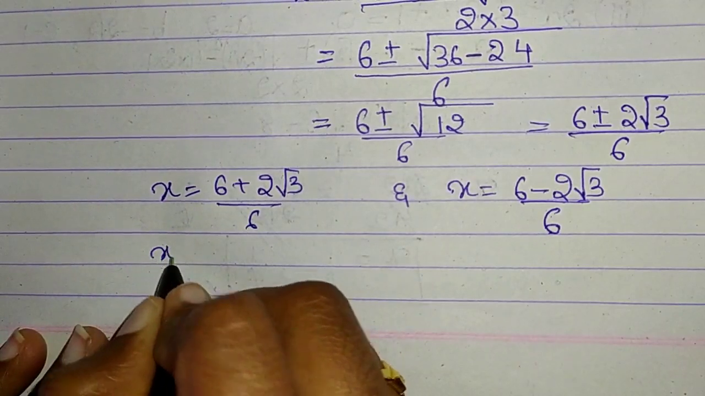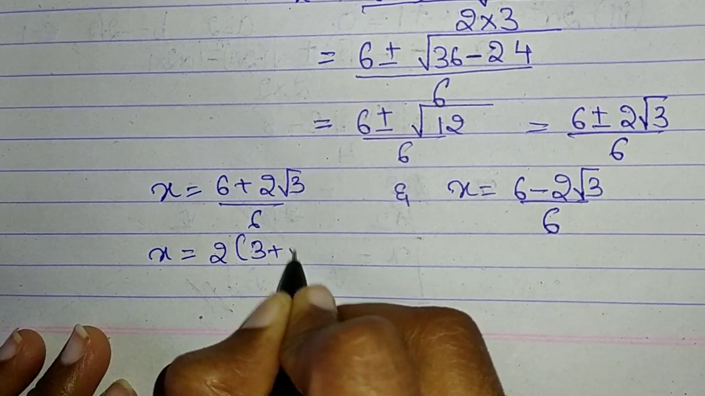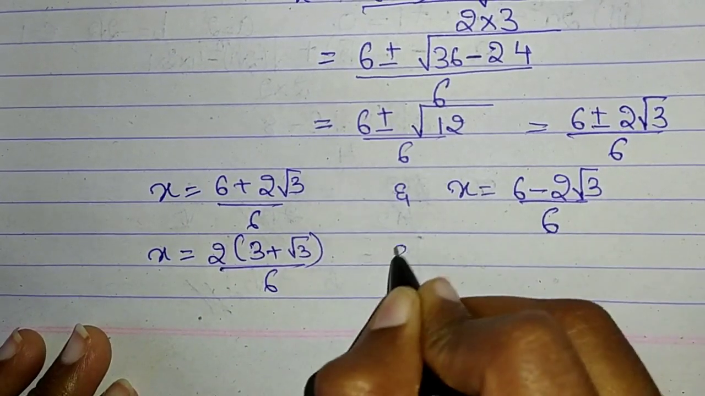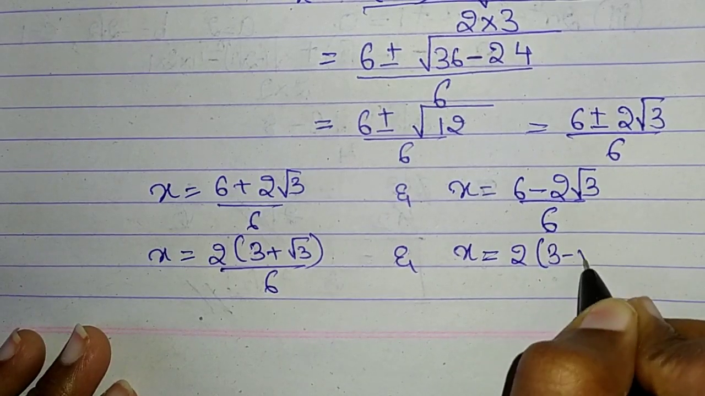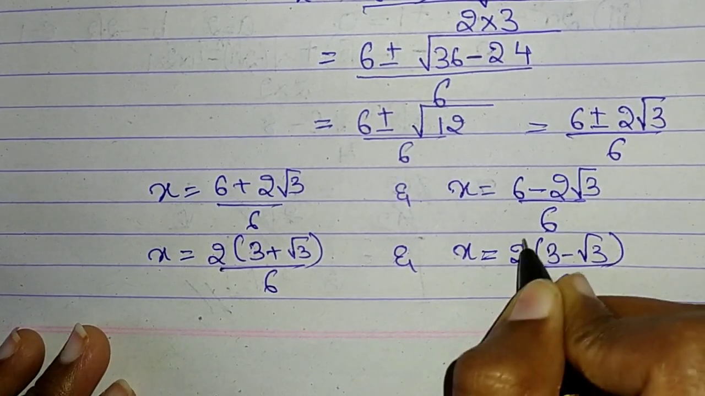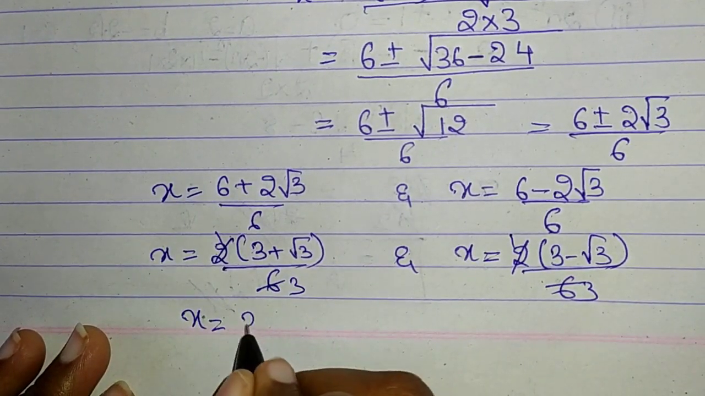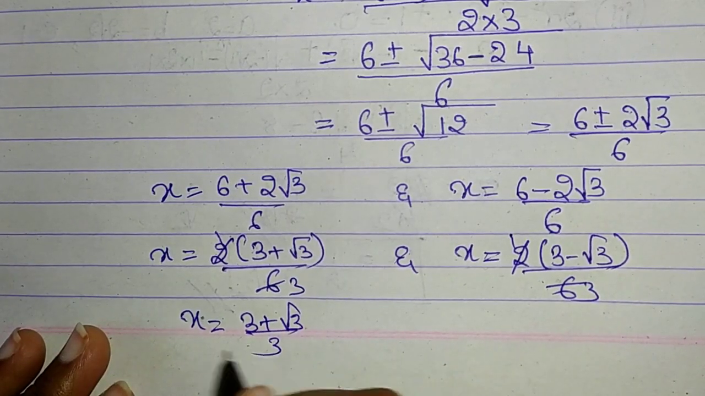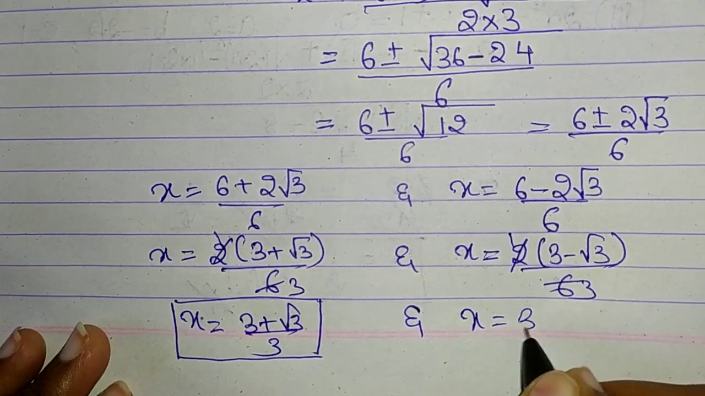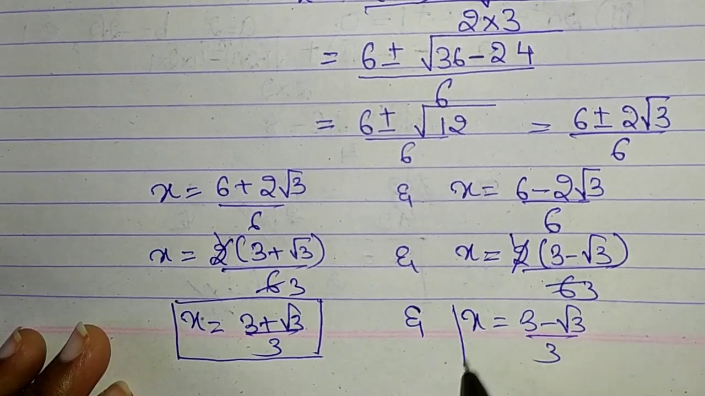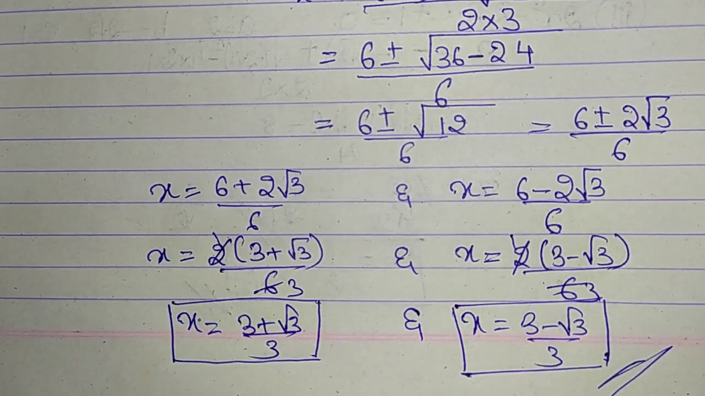So now to simplify it further, I am taking 2 common from the numerators. What remains inside is 3 plus root 3 by 6, and similarly on the other side, taking 2 common, we get 3 minus root 3 divided by 6. 2 1s are 2, 2 3s are 6. So x is equal to 3 plus root 3 by 3 is one solution, and x is equal to 3 minus root 3 by 3 is another required solution for the given equation.